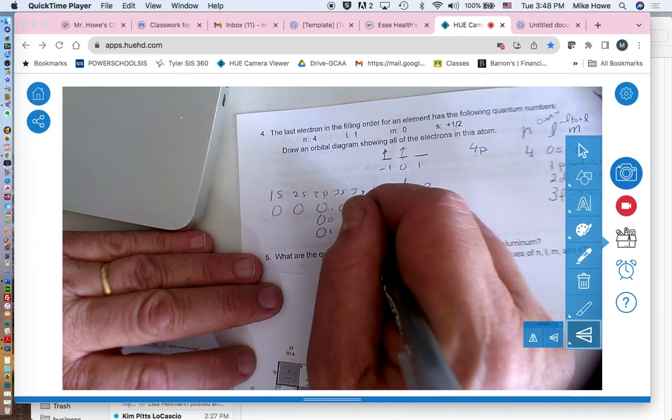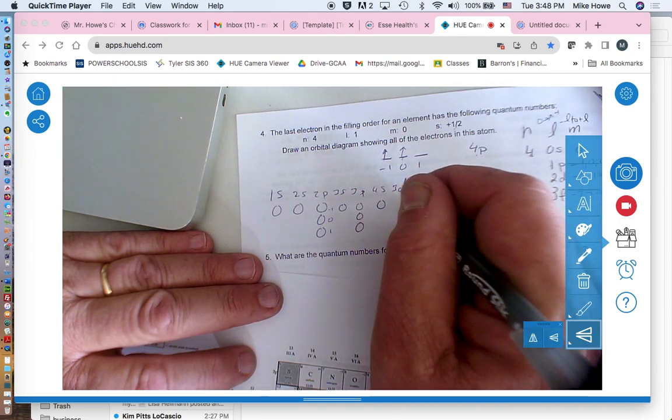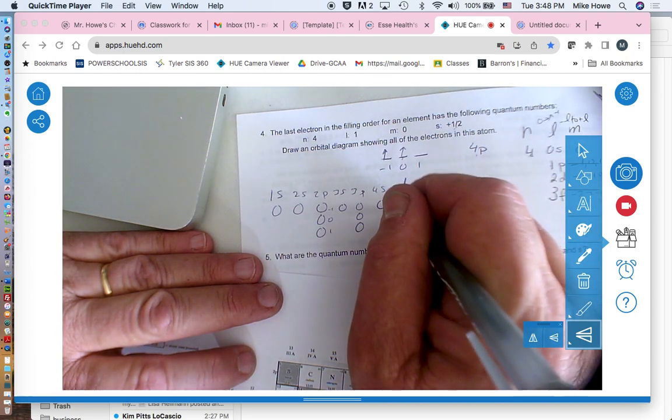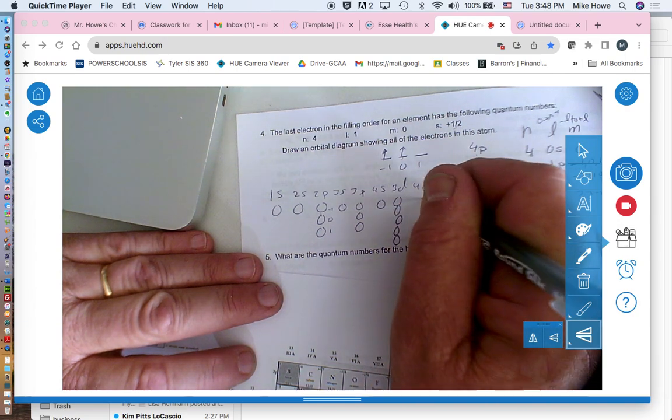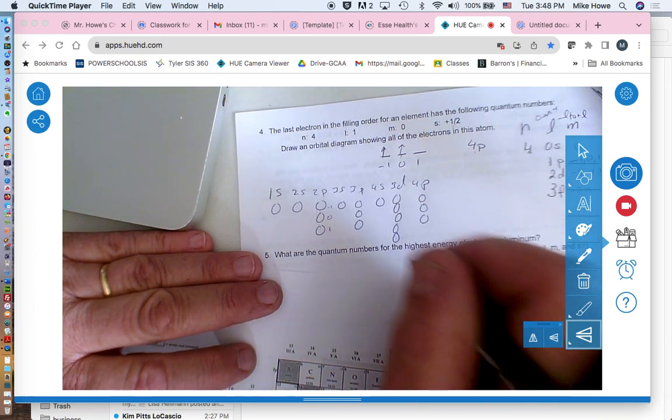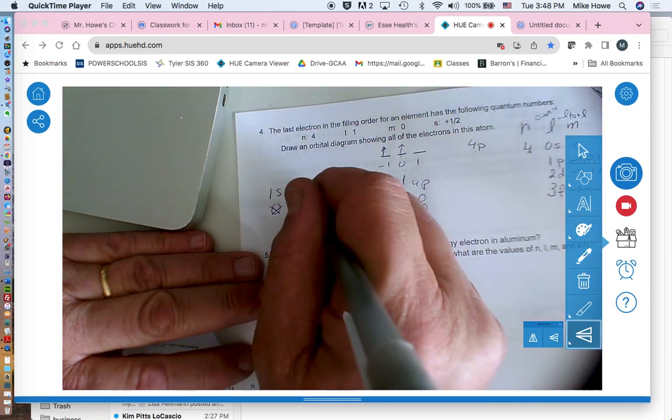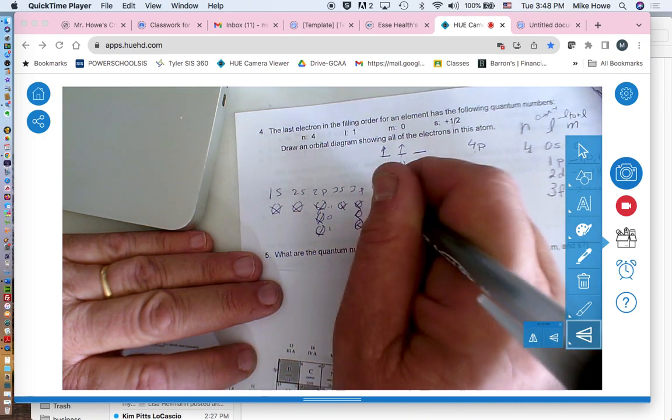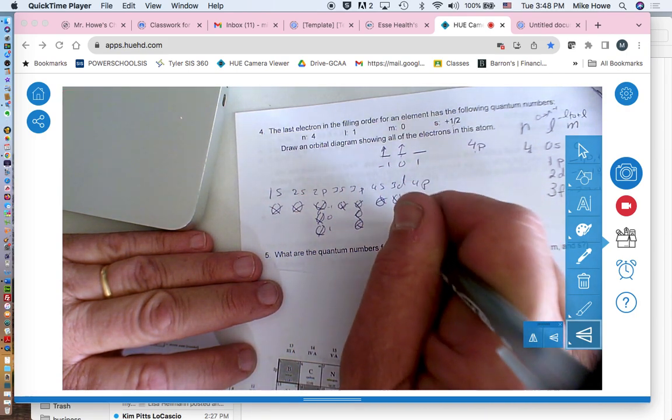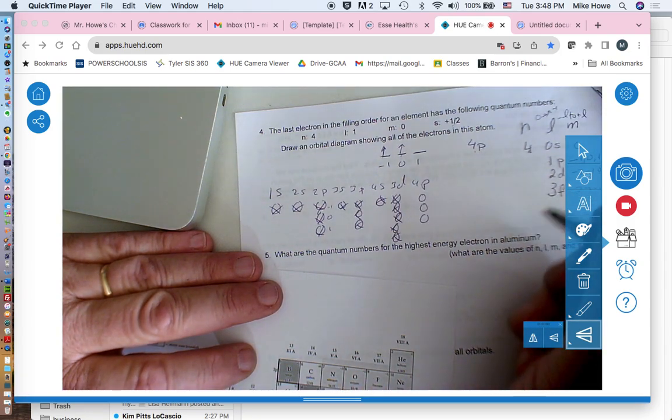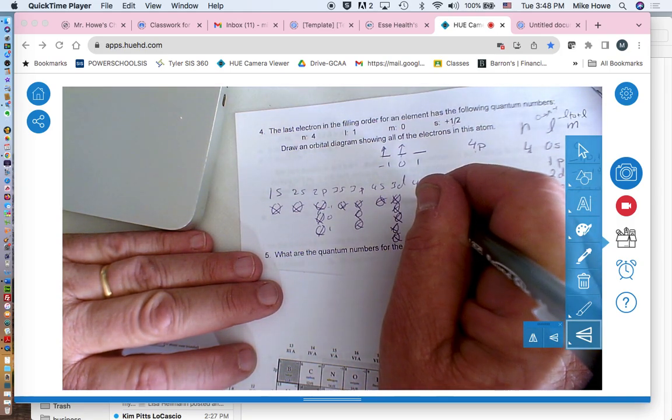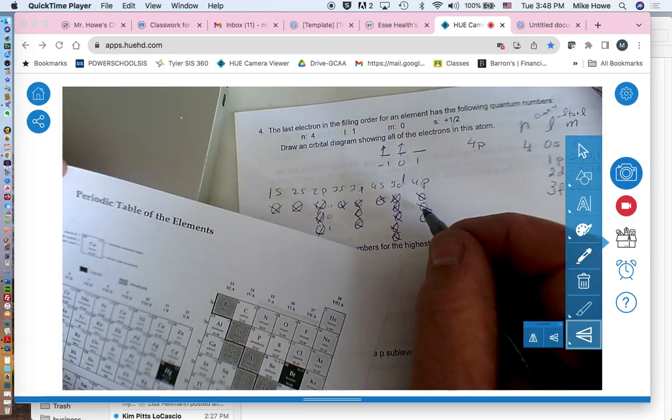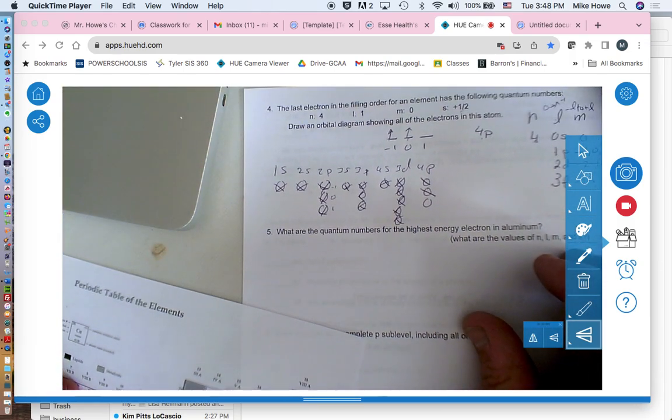3 for the 3p. How many circles will I put for the 3d? And then the 4p would have 3 again. And you put the electrons in. Now I'm up to 30 electrons. Electron number 31 and number 32 have to go in by themselves, and that's your orbital diagram.